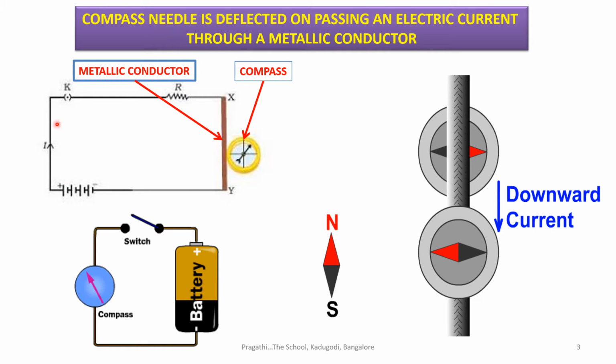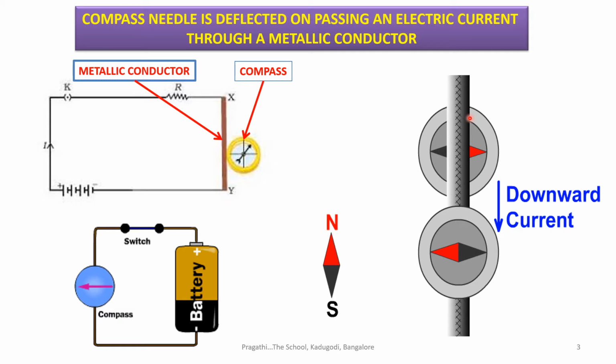Whenever the current passes here, and if you keep the compass nearby, what happens? See here, one example I am showing. Battery is connected, positive is connected to the conductor, and negative is connected to the conductor. What happens when the switch is on? The current flows from positive side. That means the current will start flowing from here, and it comes here, and it terminates here. If you keep the magnetic compass on the top of the conductor or nearby the conductor, it deflects. When the current is flowing, it deflects.